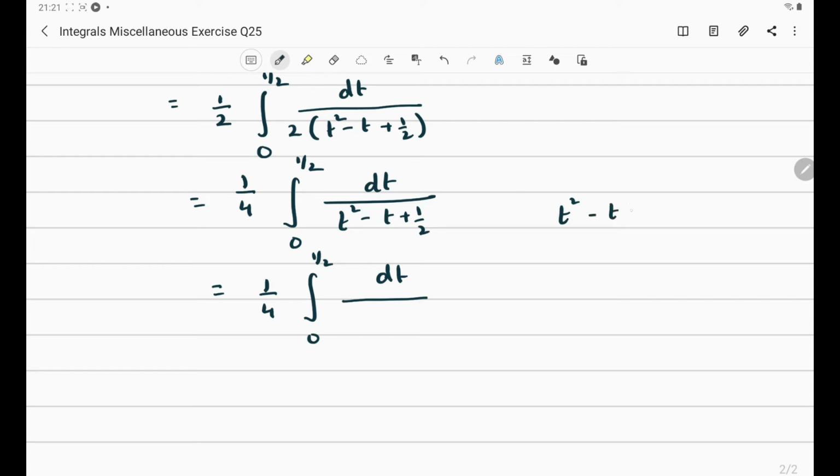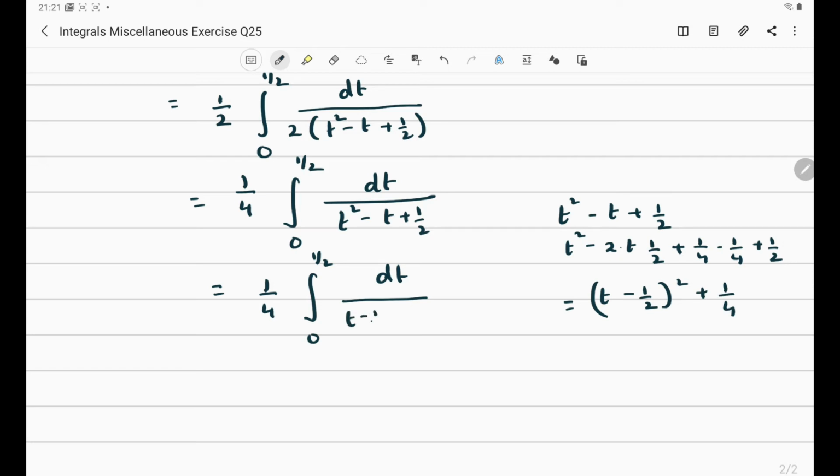T square minus t plus half is same as t square minus 2 into t into half. So, the value of b is half. So, in the completing square technique, we add the square of this. So, we add 1 by 4 and we subtract 1 by 4 and we add this half. So, we get this as t minus half whole square, and half minus quarter is plus quarter. So, we got t minus half whole square plus 1 by 2 whole square.